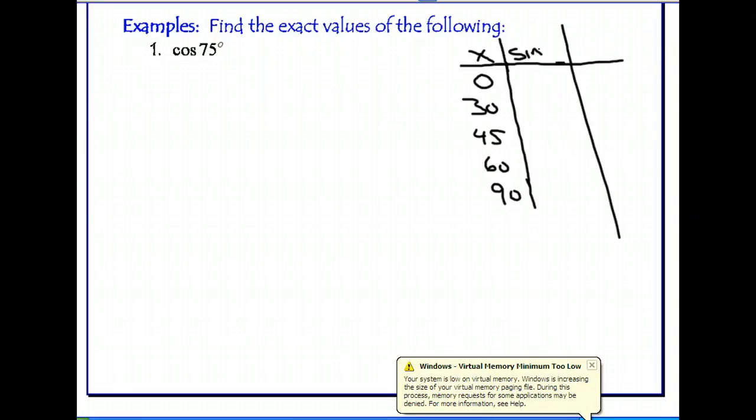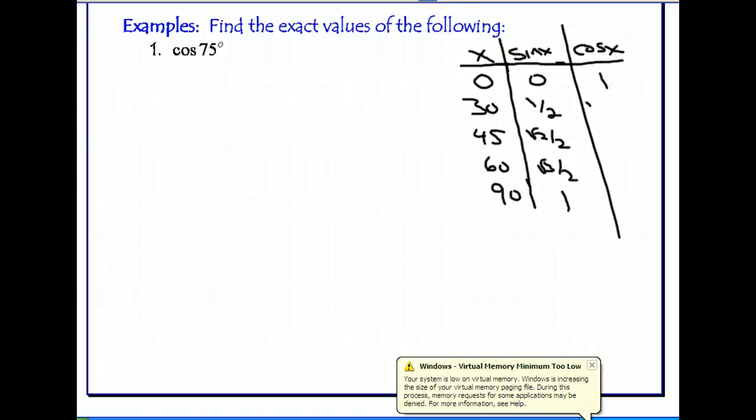It should be the sine and the cosine. And again, just to remind you how you construct that chart. Remember, the sine was an increasing function. It was 0, 1/2, square root of 2 over 2, square root of 3 over 2, and 1. And then the cosine was the exact opposite.